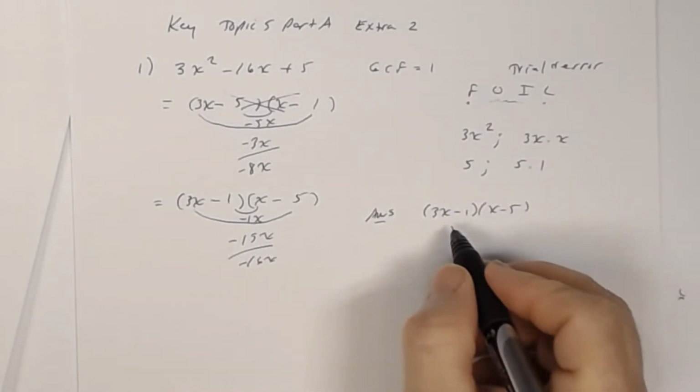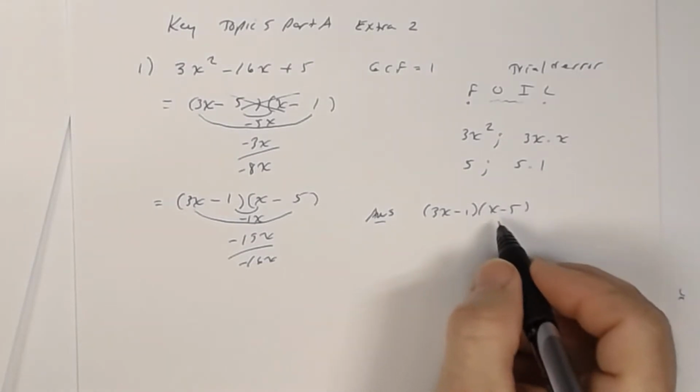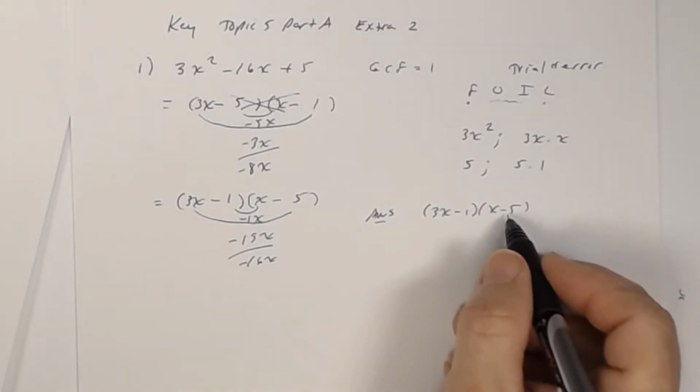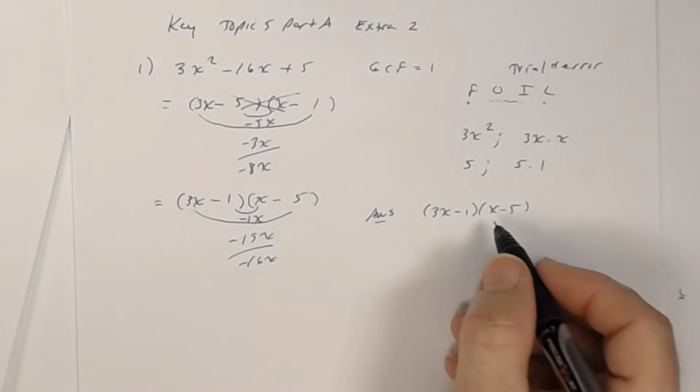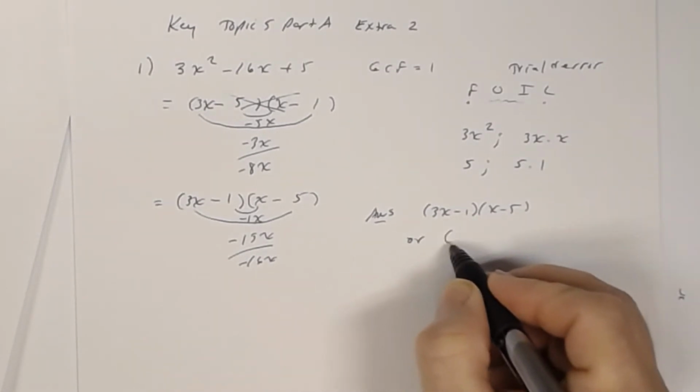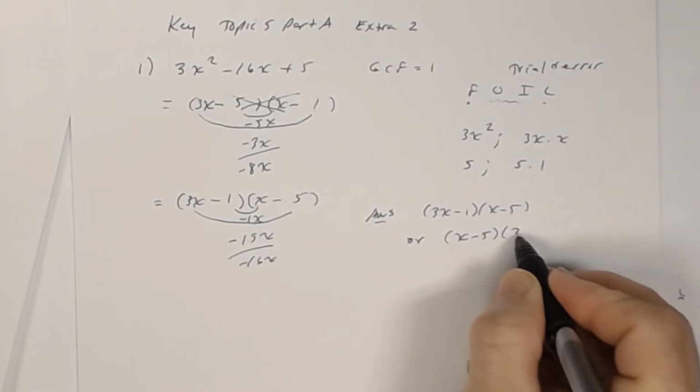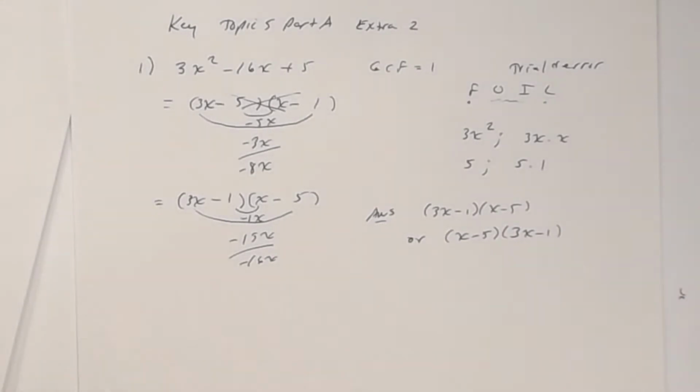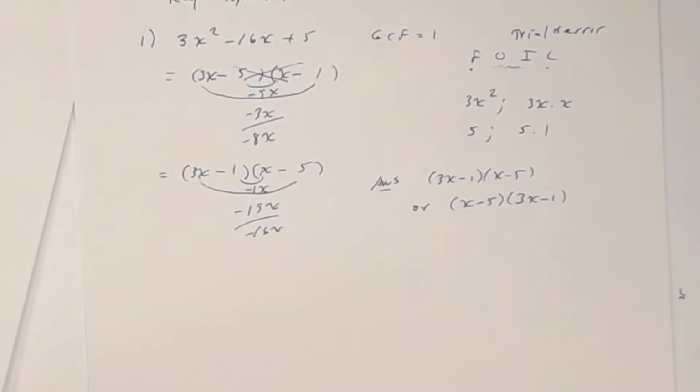Now again, it does not matter whether you put this factor first or not, because multiplication is commutative. The order in which you multiply does not matter. Okay. All right, so that's number 1. All right, let's look at number 2.